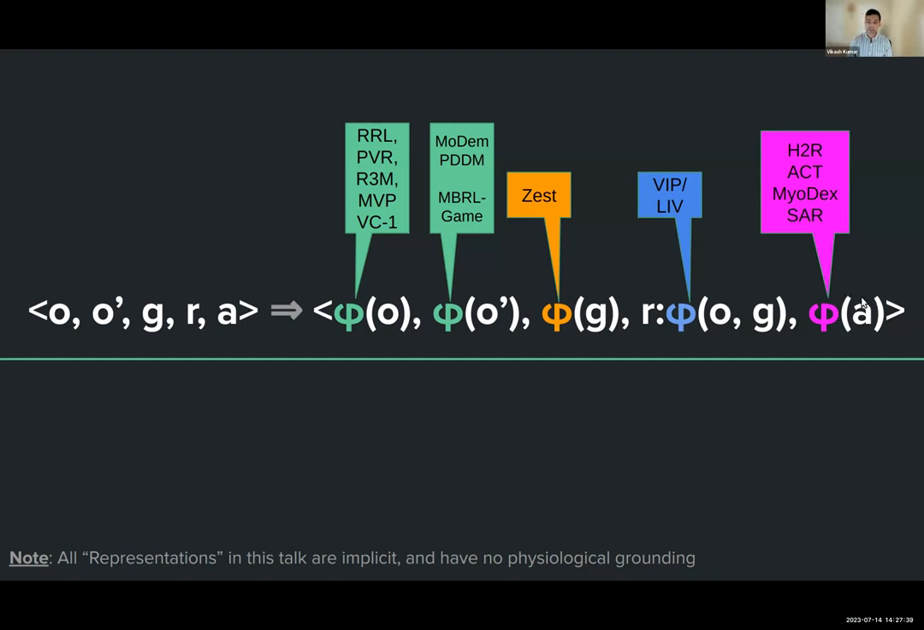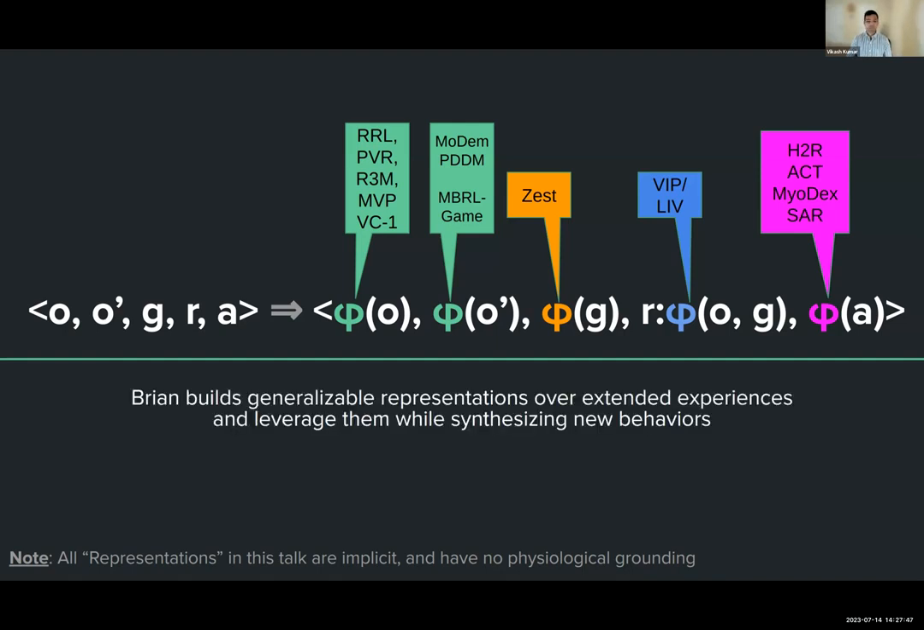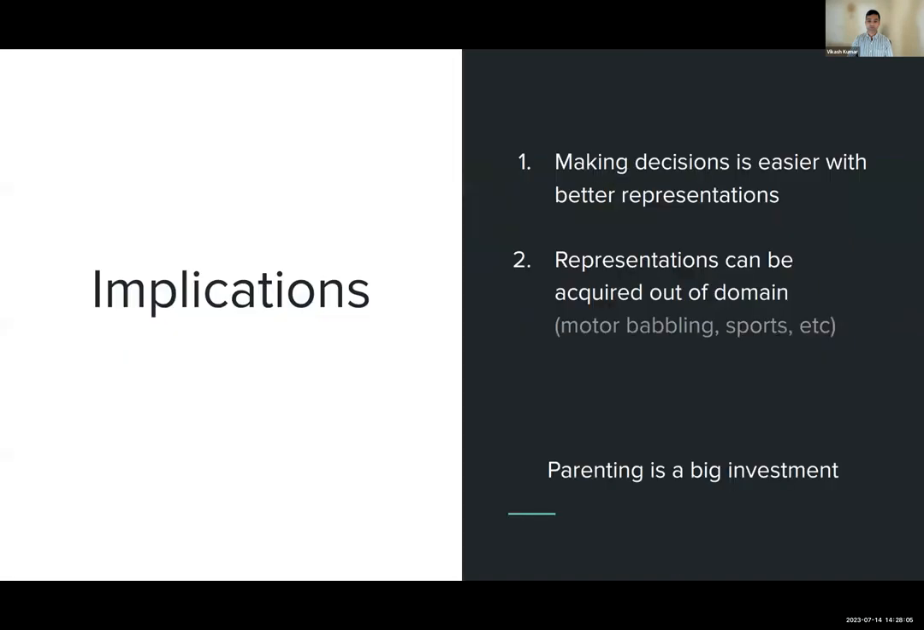And this representation is much more embodiment specific, while the others could be embodiment agnostic. And that's more relevant to the topic of the workshop today. So finally, the argument here is that the brain builds generalizable representations that are extended over the experiences it has gathered so far, and it leverages them while synthesizing new behavior. And this is the key behind the generalization principle in dexterous manipulation that we have.